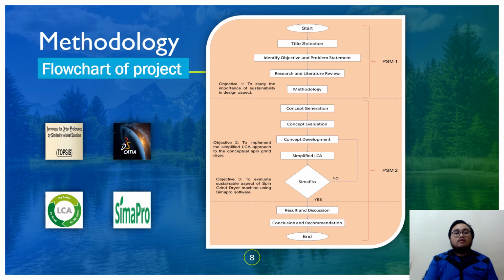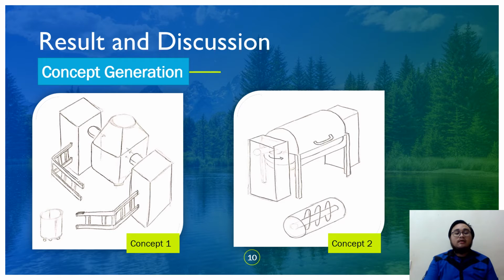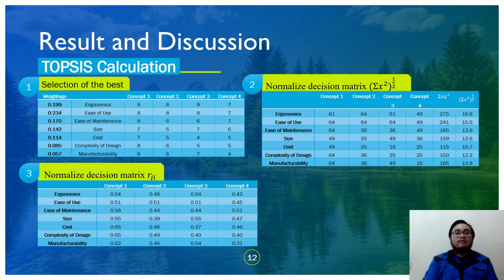This is my methodology, consisting of the flowchart of the project, and also the methods that I will use, which are TOPSIS, CATIA, Life Cycle Assessment, and CIMA-Pro. This is the methodology flowchart of each objective. This is the result and discussion under the concept generation. This is concept 1, concept 2, concept 3, and concept 4.